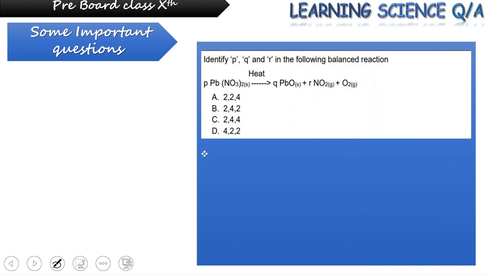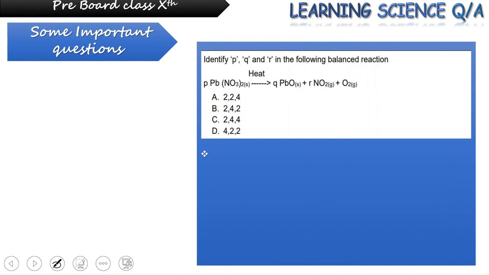Now, the first kind of question that can be asked is balancing a chemical reaction. Let's see the question. Identify P, Q, and R in the following balanced reaction. For these kinds of questions, students, we need to see what number we can put here so that the equation becomes balanced on both sides, at the reactant as well as at the product side. We will start with the simplest number.